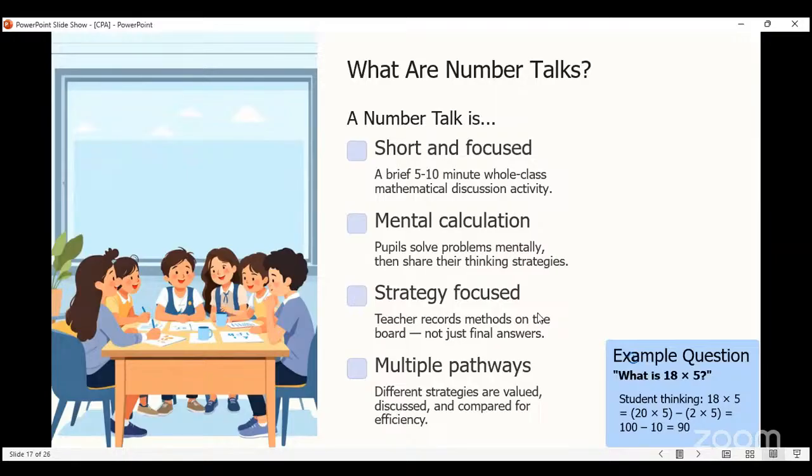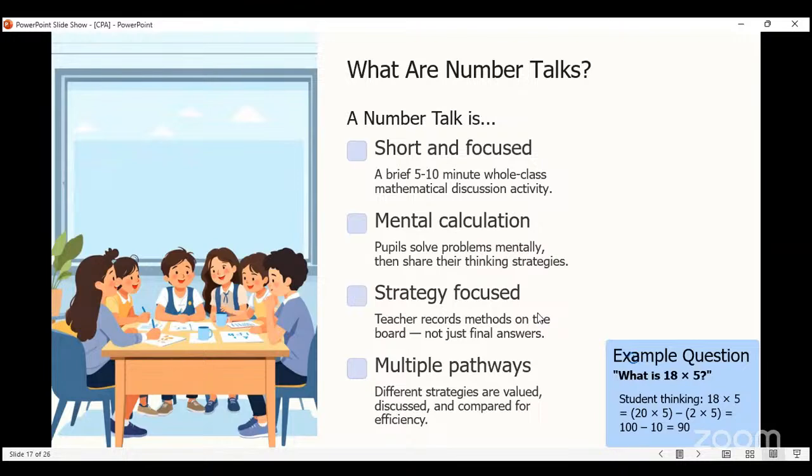Different strategies are valued, discussed, and eventually compared. You compare them for efficiency. Which one is better? Which one is easier? Which one was faster? You compare the multiple pathways and then help the children build efficiency.